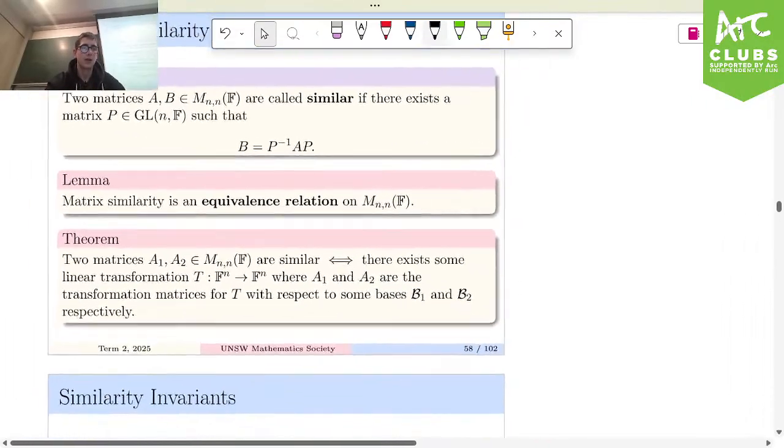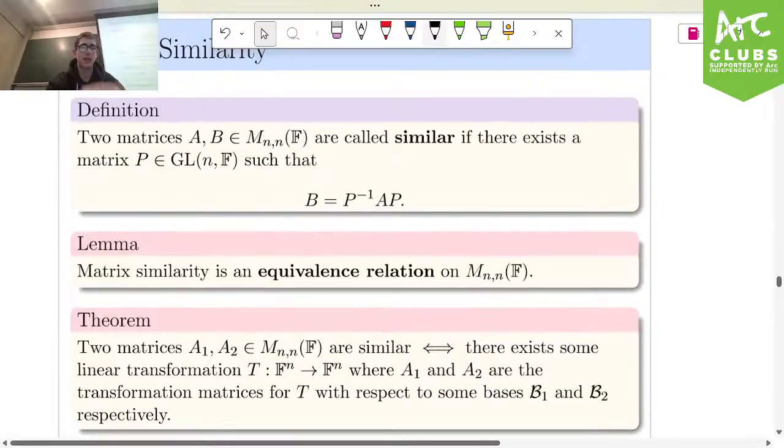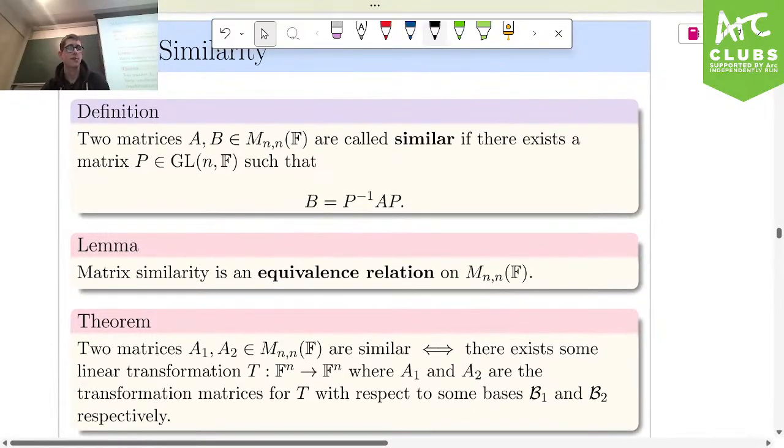All right. So the last little definitions here before we wrap things up on my section is what we call matrix similarity.